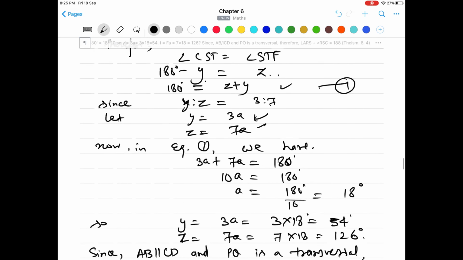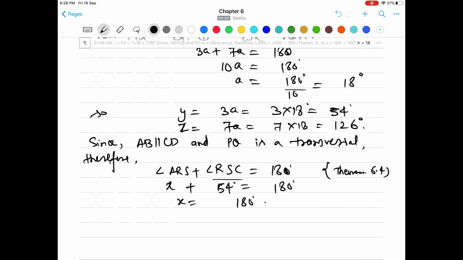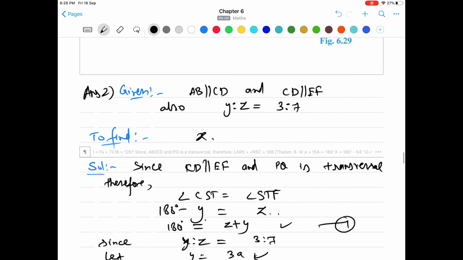So we have got this angle RSC, which is angle y, and we got the value of angle y as 54 degree. This ARS is denoted by x, so x plus 54 degree equals 180, or x will be equal to 180 minus 54 degree, and this will result in x equals 126 degree. Okay, that's the answer for question number 2, that x is equal to 126 degree. I hope you understood this.